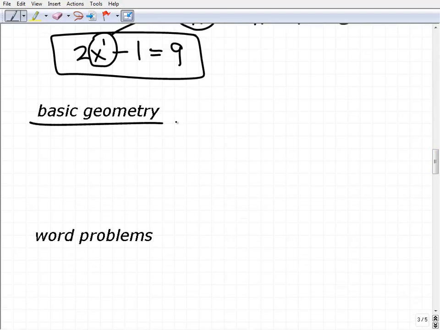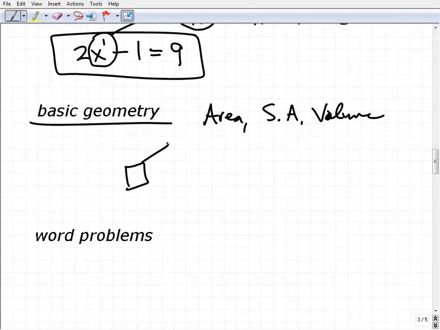All right, so basic geometry. What are we talking about here? Well, we'd be talking about finding the area, surface area, and volume. Pretty much basic figures, okay? So this would be like, say, cubes, circles, cones. The list goes on and on. So you're going to have to know some formulas and how to apply them, and then once again the units of measure that go along with them.